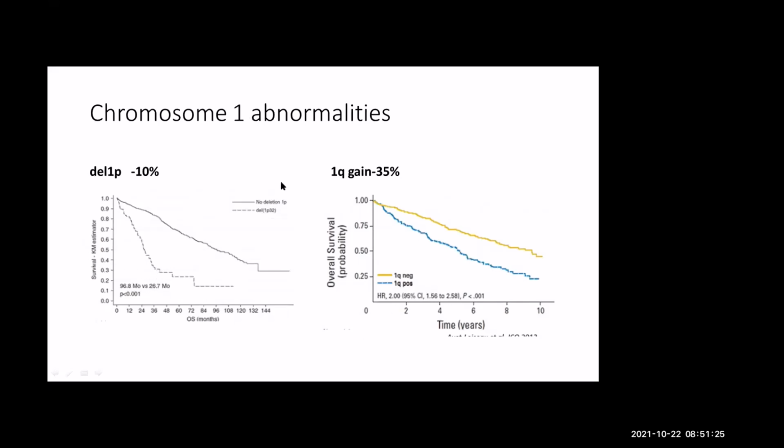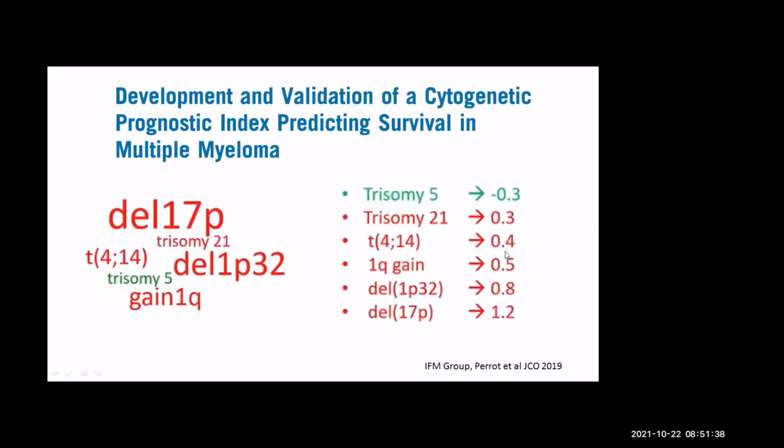1q gain is again subdivided into amplification or non-amplification depending upon the copies of 1q. And this is quite common. So roughly 35% of the people would have this kind of abnormality, and it has a prognostic impact. So now what we see is we are getting more and more abnormalities. Some are baseline, some are acquired during the treatment or during the evolution of disease.